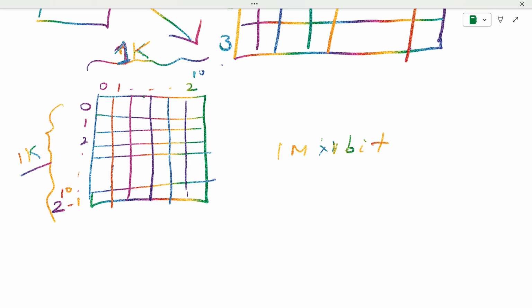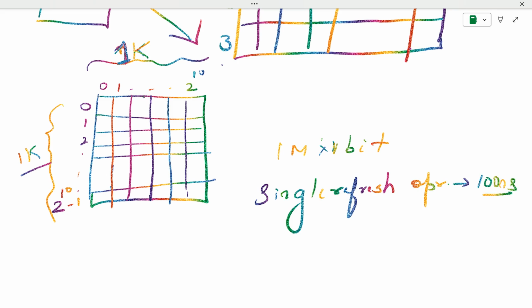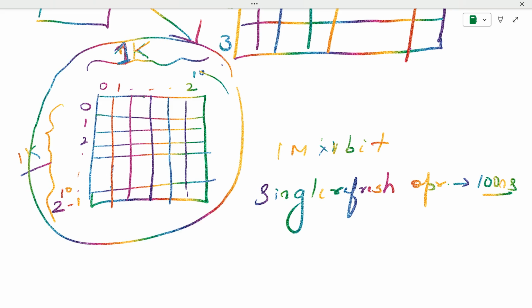Time taken for a single refresh operation is 100 nanosecond for the entire RAM. So if we want to perform this single refresh operation onto the main memory, okay, so what is the time required? That is the question.